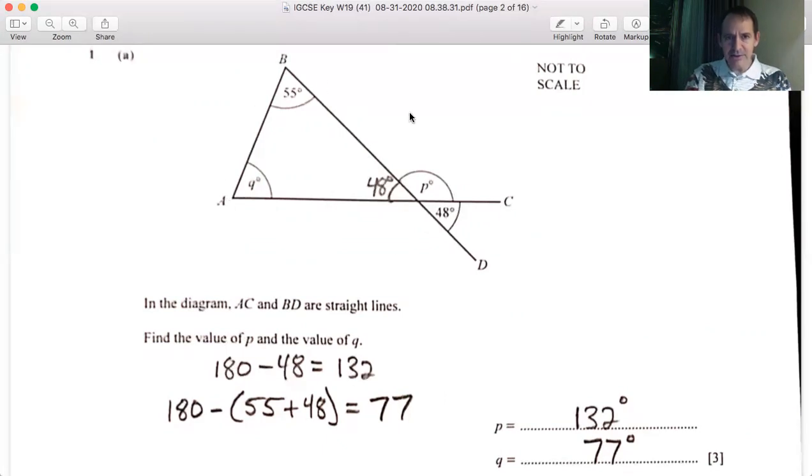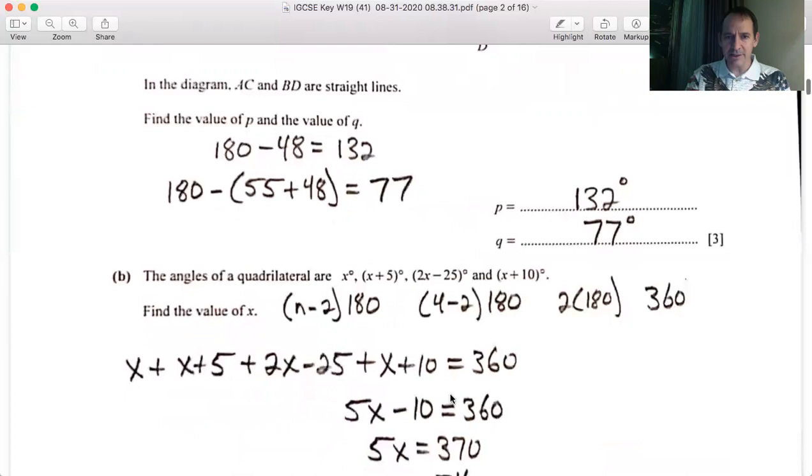Then Q is in this triangle. We know a triangle adds up to 180. So 180 minus the 55 plus 48 gives us 77 degrees for Q.